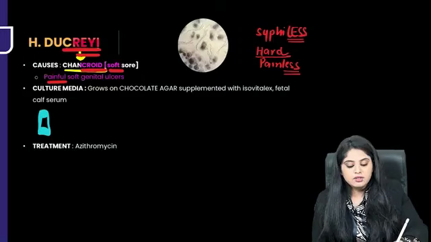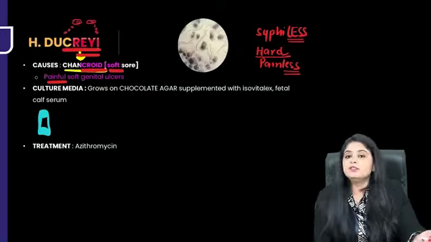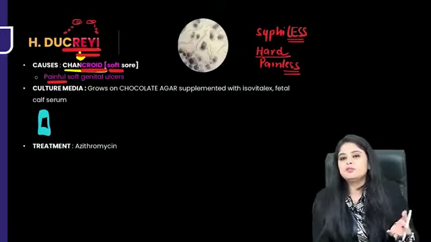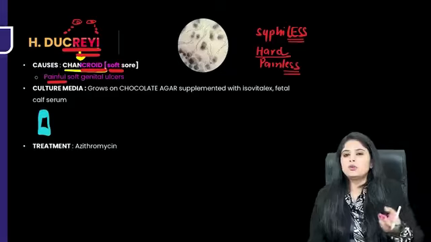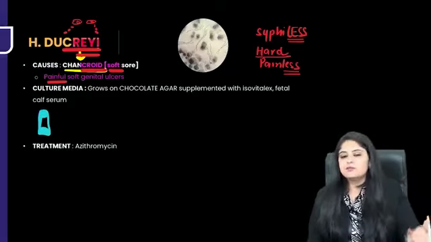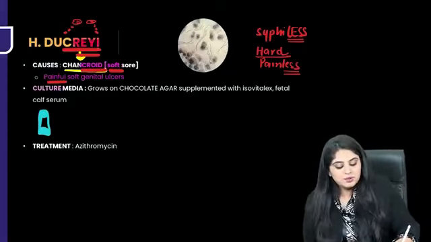So ducreyi is going to be crying with pain, and that is going to be a soft ulcer. What else? Now you say, acha, he's crying so much, ma'am, he's in so much pain. So what do you do? Someone's not in a good mood, give them a little chocolate. You give him some chocolate, some nutrition, some food, he will be happy. So what are you going to do with ducreyi?